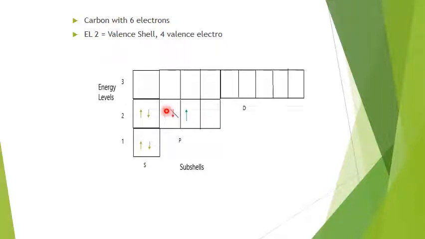So what you're going to do is that the first one comes up, the second one will go here, up, and the third one will go up. And then you'll come back and do the downs. So you do the ups first and then the downs. So this is wrong. So it's going to be up, down, up, up. Okay, so carbon has valence shell energy level 2 and has 4 valence electrons. 1, 2, 3, 4.